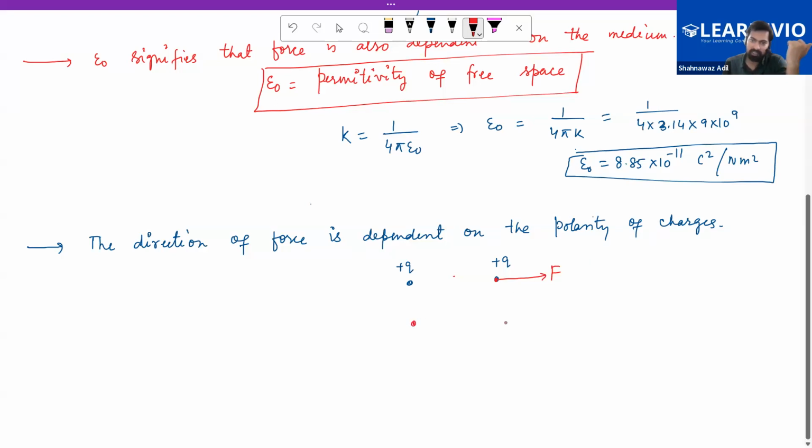And if I take, let's say this is minus Q, and this is also minus Q, what would be the force at this point? Right or left?